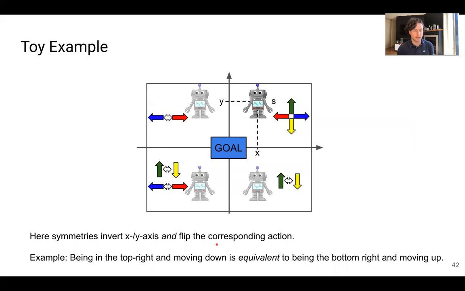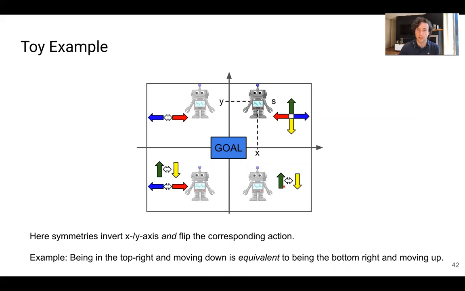Now this is quite abstract, so let me make it a little bit more explicit. So you have a robot in a world that is 2D, X and Y axis, and this robot has to go to a goal in the middle of the world. Let's also assume the world is symmetric around the X and the Y axis. And clearly, if I take this robot here and I invert the Y axis to the bottom right corner, then going down in the top right, i.e. taking the left action, is equivalent to going upwards in the bottom right, because I'm getting closer to the goal. And that means I can't just invert the axes, I have to also flip the corresponding action space.